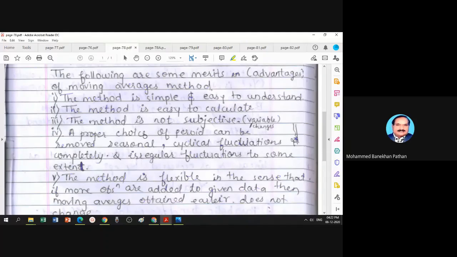A proper choice of period can remove seasonal and cyclical fluctuations completely. If you want to remove the effect of season, the effect of cyclical, and to some extent the effect of irregular, that is possible by picking the proper value of the time period, that is the value of m.